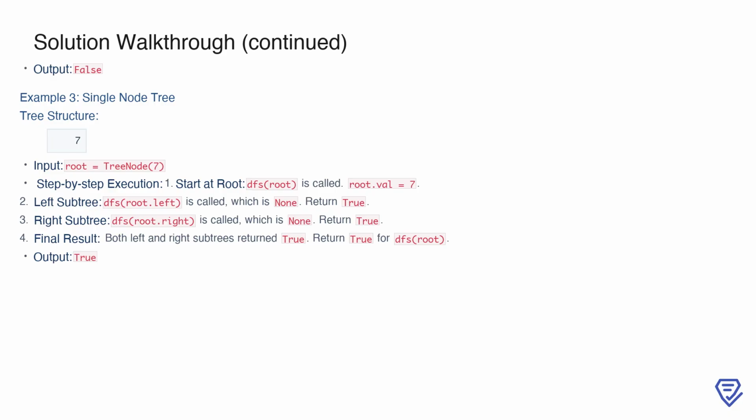Finally, let's consider a tree with just a single node. In this case, the root is the only node, and its value is 7. The DFS function starts at the root and checks its left and right children. Since both children are none, the function returns true for these recursive calls. With both the left and right subtrees returning true, the root itself is considered valid. Since there are no other nodes to check, the entire tree is univalued by definition, and the function outputs true.